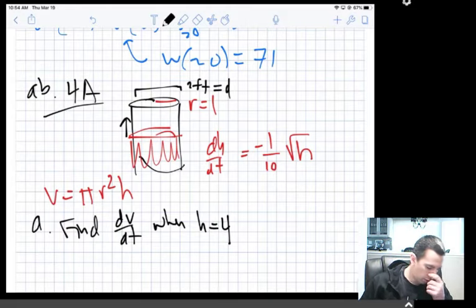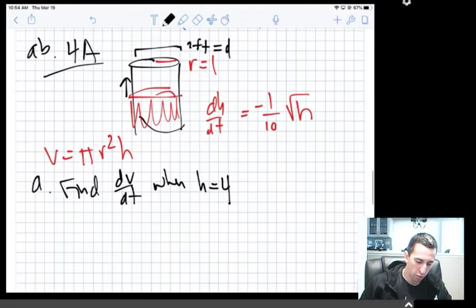Okay, so find dV/dt when h is 4. So they're looking for a rate of change derivative.